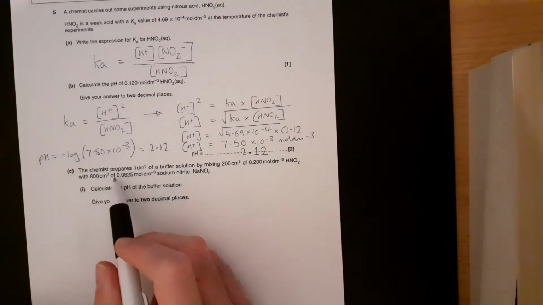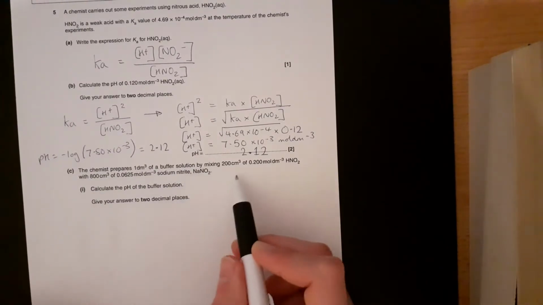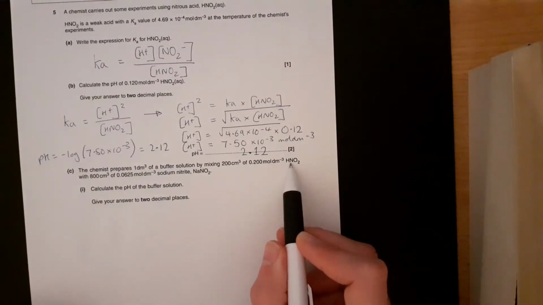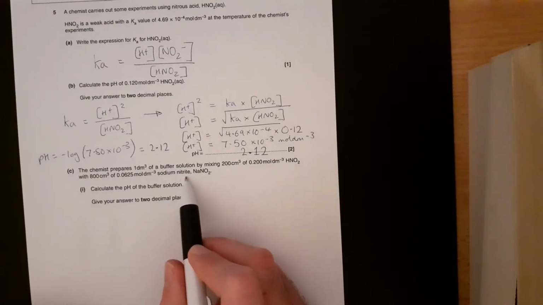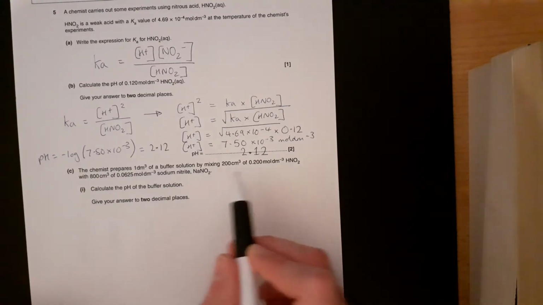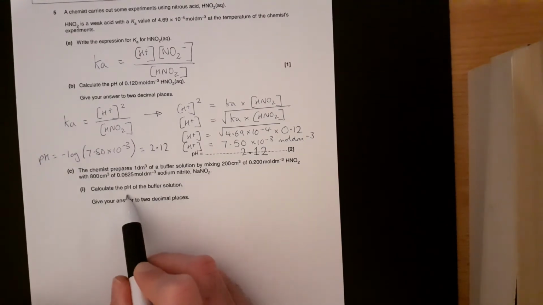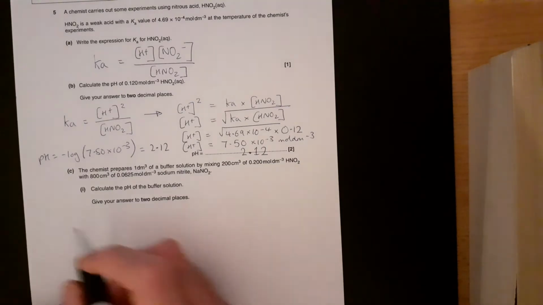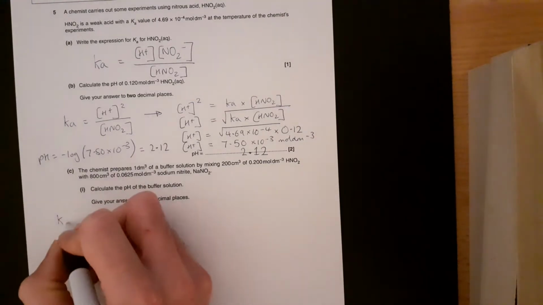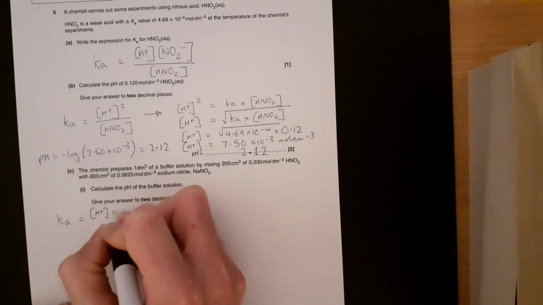Okay, moving on. The chemist prepares 1 decimeter cubed of a buffer solution by mixing the nitrous acid with sodium nitrite. Okay, so this is the method of making a buffer solution where you've mixed a weak acid with the salt of its conjugate base. So we want to calculate the pH of the buffer solution. Okay, so we're going to start with the Ka again. Okay, all these questions, you want to start off with your Ka expression.